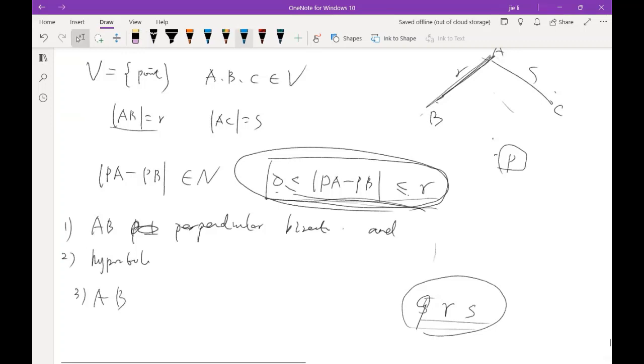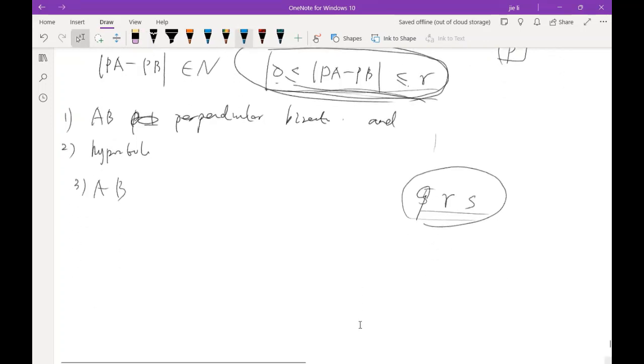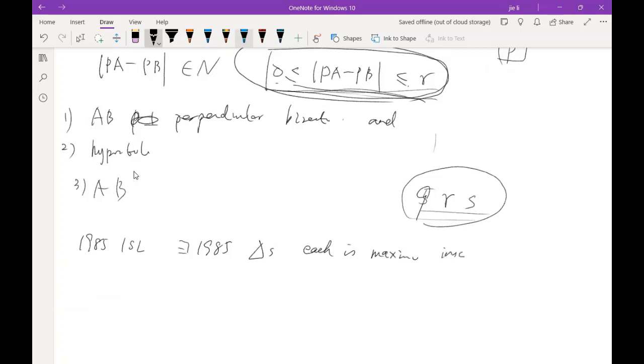Okay, so let's do a last problem. It's an IMO shortlist problem, 1985 IMO shortlist. It asks you, does there exist 1985 triangles, each of which is a maximum-area inscribed triangle of x squared over 9 plus y squared over 4 equal to 1?